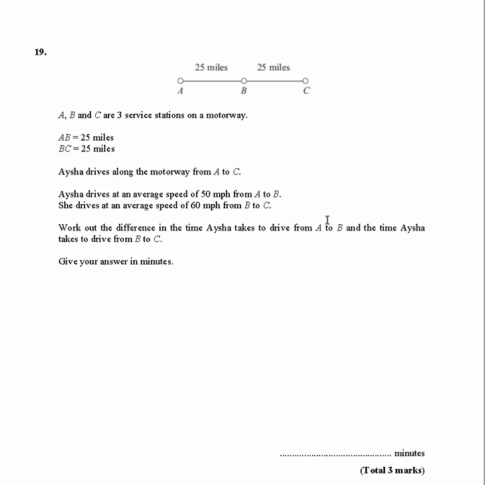Then we've got a situation where she drives this distance at 50 miles an hour and this distance at 60 miles an hour, and we've got to work out the difference in time. So it's fairly straightforward. Write down your formula triangle and you know that time will be distance divided by speed. So you've got the same distance and you've got this as a speed and this as a speed. The problem might be, when you work it out, you get a weird kind of decimal number, because it will be a fraction of an hour. You might get 0.7 or something like that, and the answer is supposed to be in minutes.